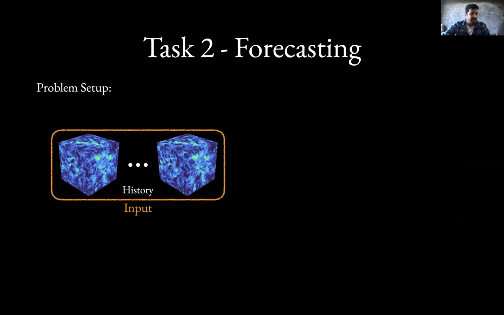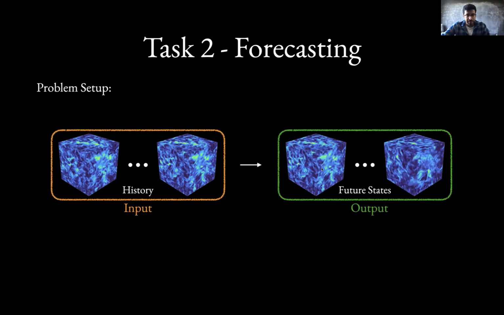Problem setup, again: given a history of the states as the input, try to predict the future states as the output. This is the problem setup for forecasting. In this exercise, we first compare a neural operator, an adversarially trained neural operator, and a neural operator which also penalizes the mass conservation or the incompressibility, the divergence of U.